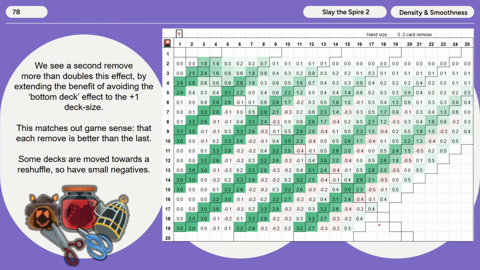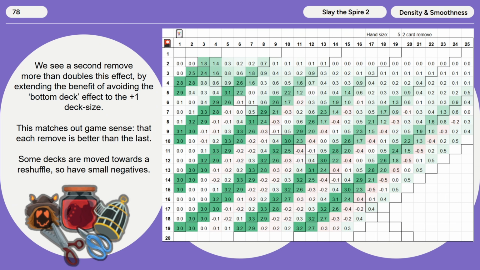Let's take a second remove. We see a second remove more than doubles this effect. Again, we have our heuristic: each remove is better than the last. This still supports that by extending the benefit of avoiding the bottom deck to effectively a +1 deck size. So now rather than just affecting 16 card decks and 21 card decks and 26 card decks with a cycle shock, we're also affecting 17 card decks and 22 card decks and 27 card decks with a positive cycle shock.